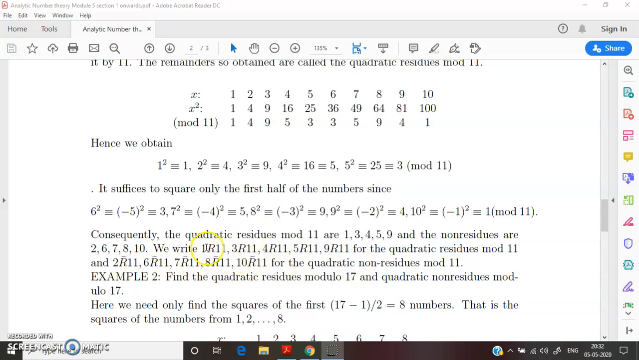If it is a residue, like 1 is a quadratic residue, we write 1 R 11. 3 is a quadratic residue, 3 R 11, like that. And 2 is not a quadratic residue, so it is 2 R-bar 11, 6 R-bar 11, like that.